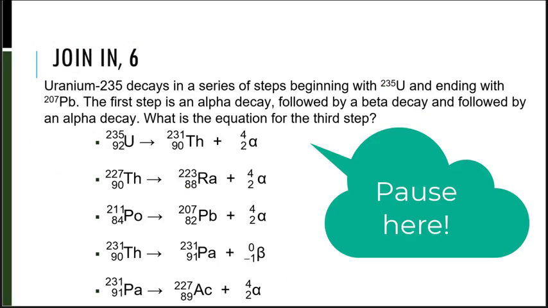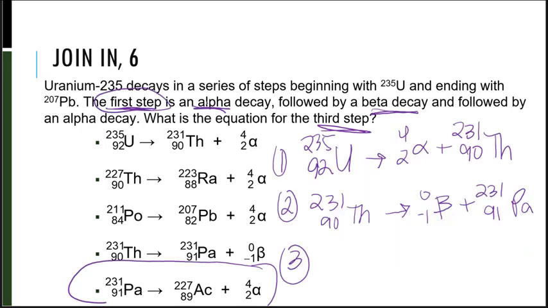I have 4 practice problems. Pause the video here to see if you can answer the third step of this equation. Well, for the first step, we were told it was alpha decay. I started with uranium 235. Alpha decay means that on the right, I have 4 over 2. So that means on the right, I need 231 and 90.